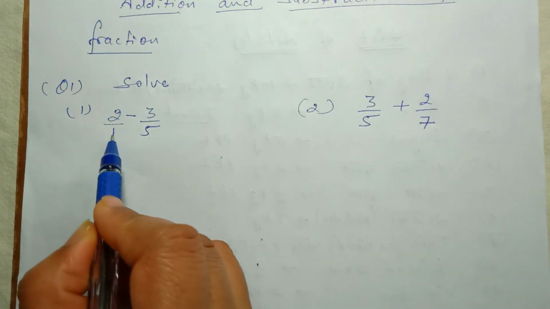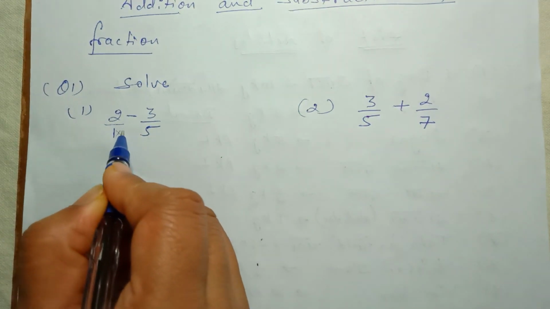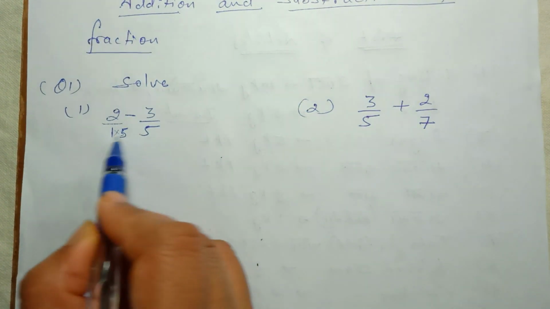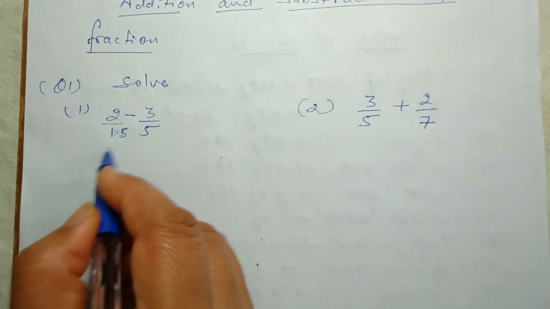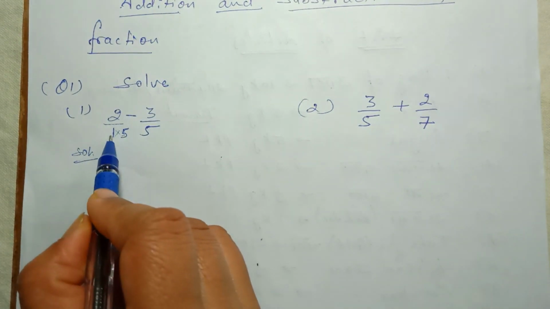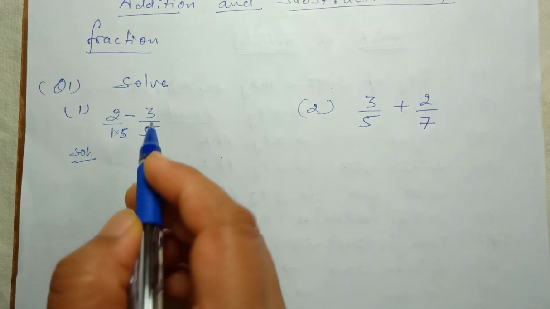Here is 5, here is 1. So we can make 1 as 5. If we multiply 1 by 5, then it will become 5. Both denominators will be equal. So what do we have to do? We have to multiply the denominator by 5 of the first number so that both denominators become the same.